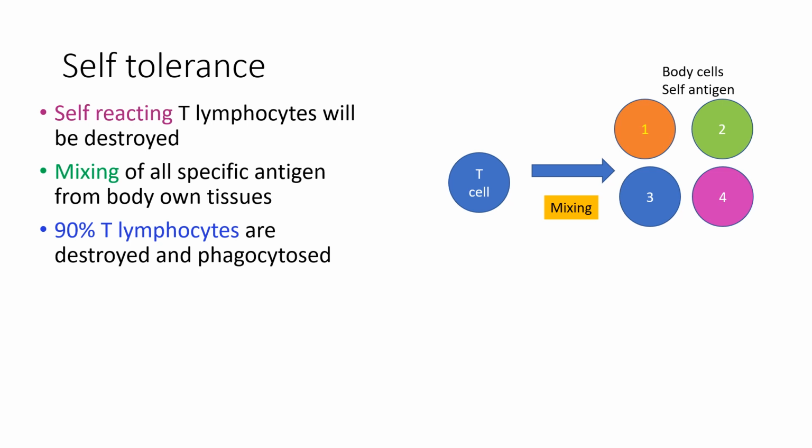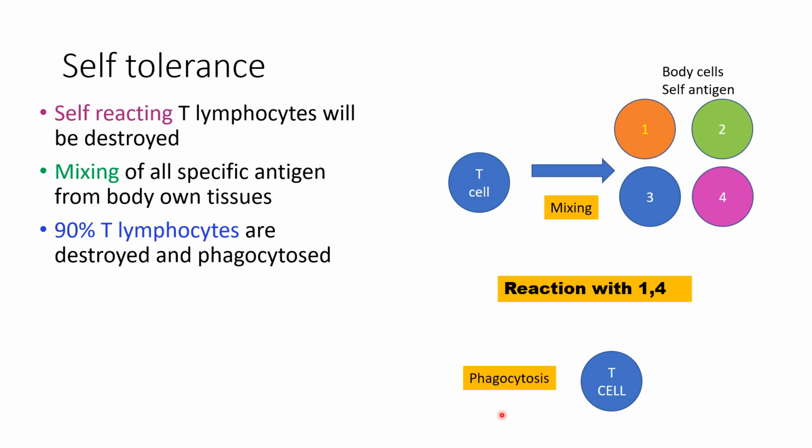So what happens if a T cell is mixed with the body cells with different self antigens? As you can see in this figure, the T cell is being mixed with different types of body cells with self antigens. In case there is a reaction between the T cell and any of these, then the T cell will be eliminated, or it will be phagocytosed and destroyed. So no self-reacting T cell will be released into the circulation. This phenomenon is known by the name of self-tolerance.